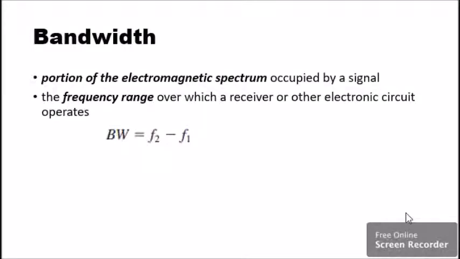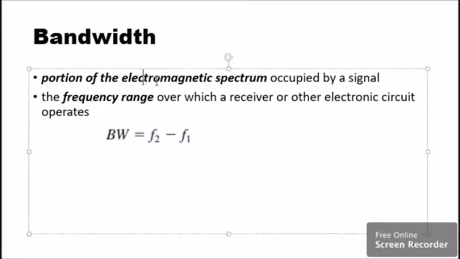So this is just an additional topic, or this is just to give emphasis to one of our topics, which is the bandwidth. All right, so when you say bandwidth, it is the portion of the electromagnetic spectrum occupied by a signal. So we'll go deeper into this later. So it is also the frequency range over which a receiver or electronic circuit operates.